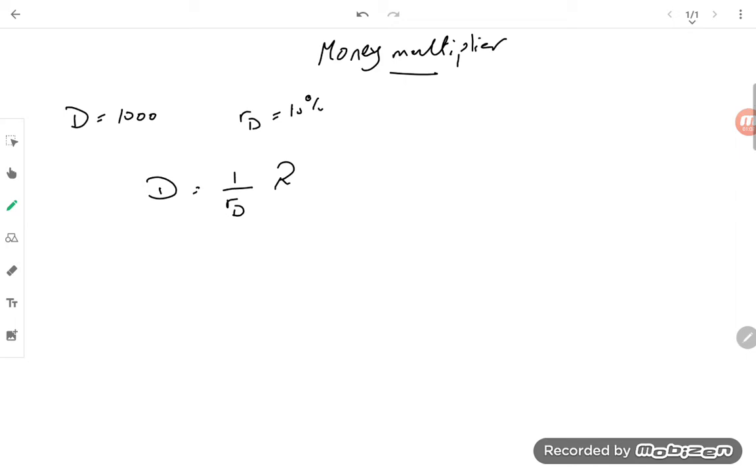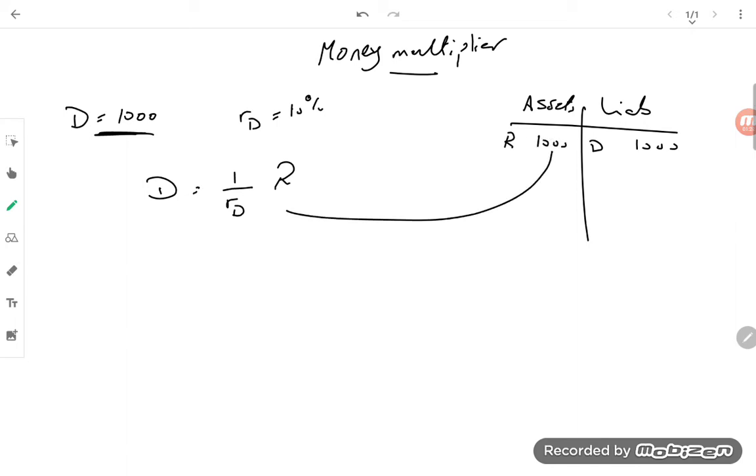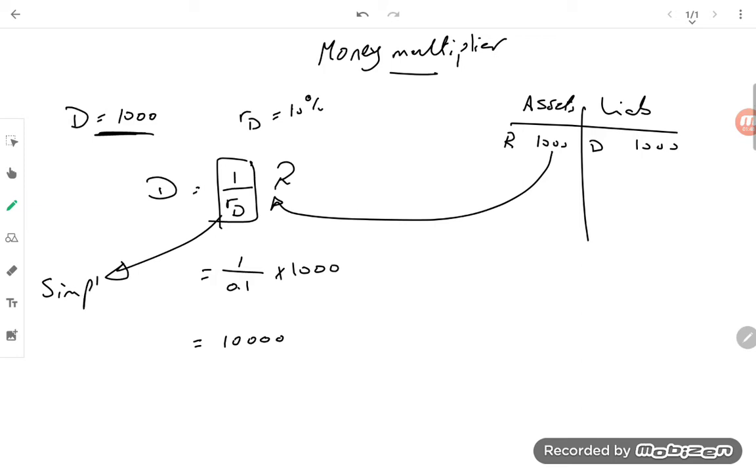As an initial T account, the initial 1,000 pounds will be recorded as deposits 1,000 and reserves 1,000. So this is the initial reserve amount, and the required reserve ratio is 10%. This is multiplied by 1,000. So the total amount of deposits in the whole banking system will be 10,000. This is the case of the simple deposit multiplier.